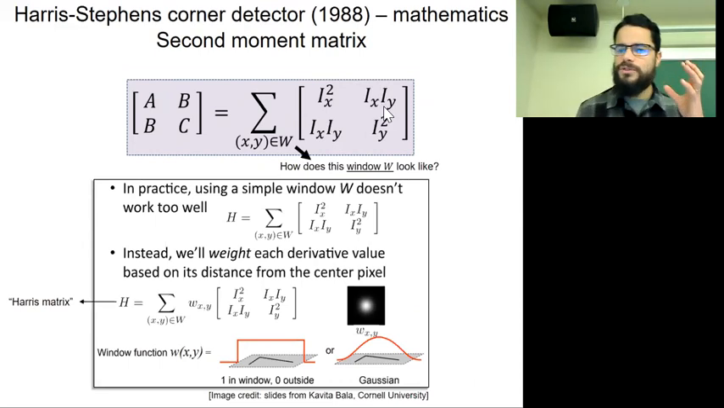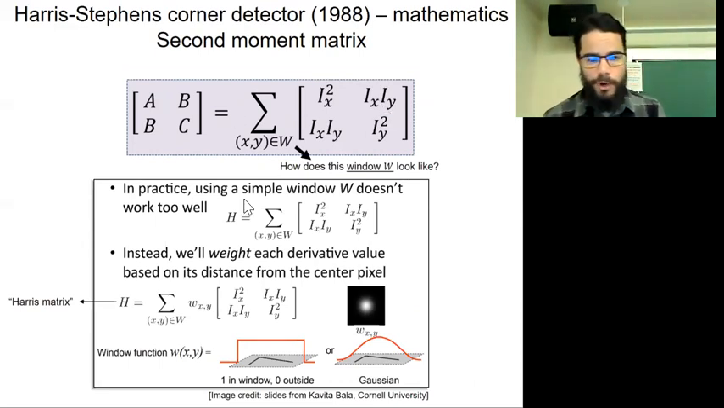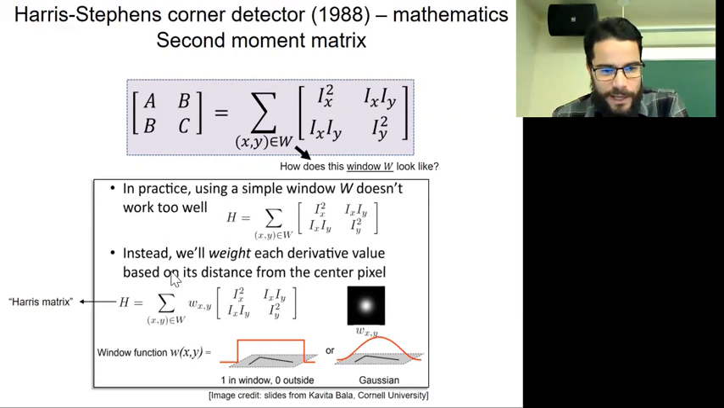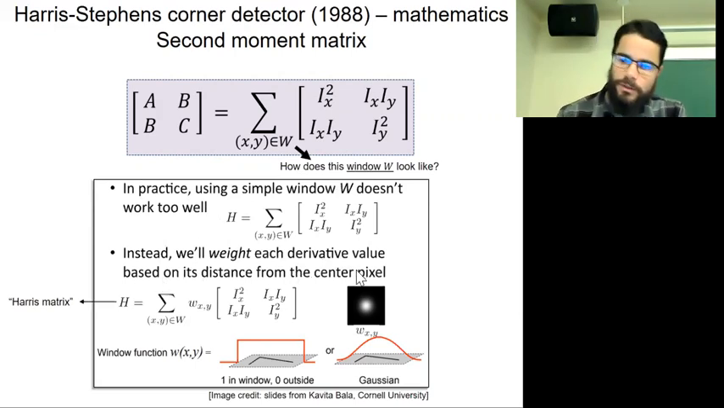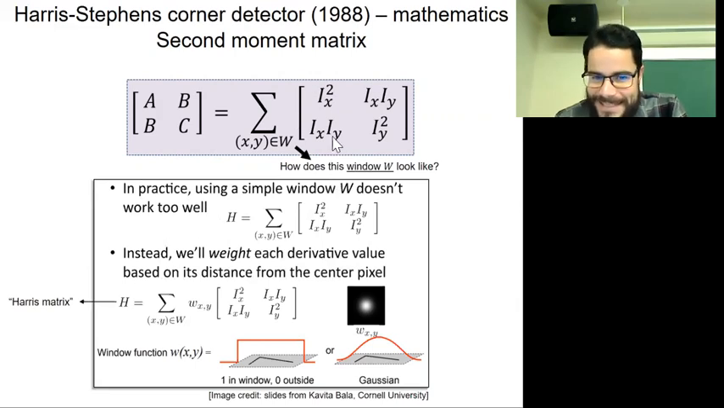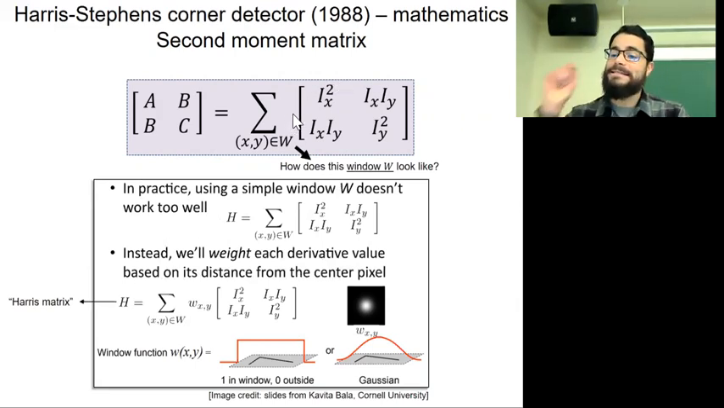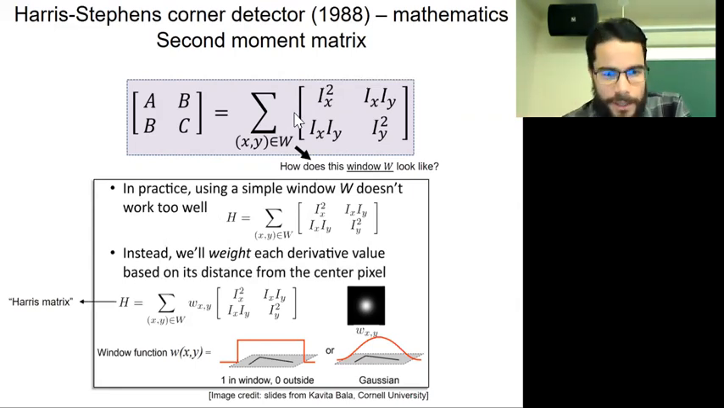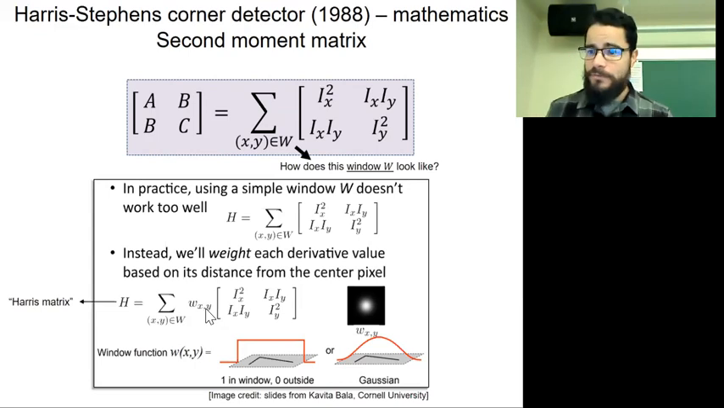But if you just go ahead and do that, the results are not as good. In practice, we typically use a simple window W doesn't work too well. So what is typically done is that we'll weight each derivative value based on its distance from the center pixel. In other words, we are going to multiply this representation of the image by a certain kernel. It can be a box kernel or it can be a Gaussian kernel, okay? So we are going to add this extra term here, okay? Again, this is not a mandatory thing, but this is usually done when calculating corners. So let's just consider that we're doing that for the rest of the discussion.